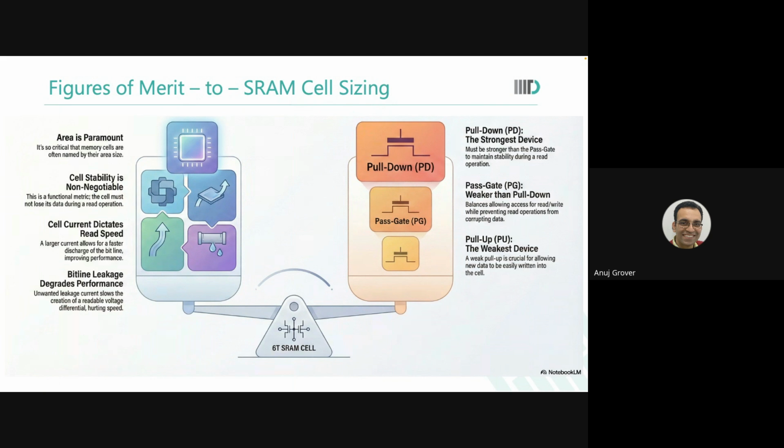Why? Because you want to save area. So you want to keep all the devices as small as possible. Now, when you keep these devices small, you want to keep pull down also small, you want to keep pass gate also small, all of them as small as possible. And when you do that, what happens? Pass gate, despite being the smallest, might still be strong enough. So what you do, you also increase its length.